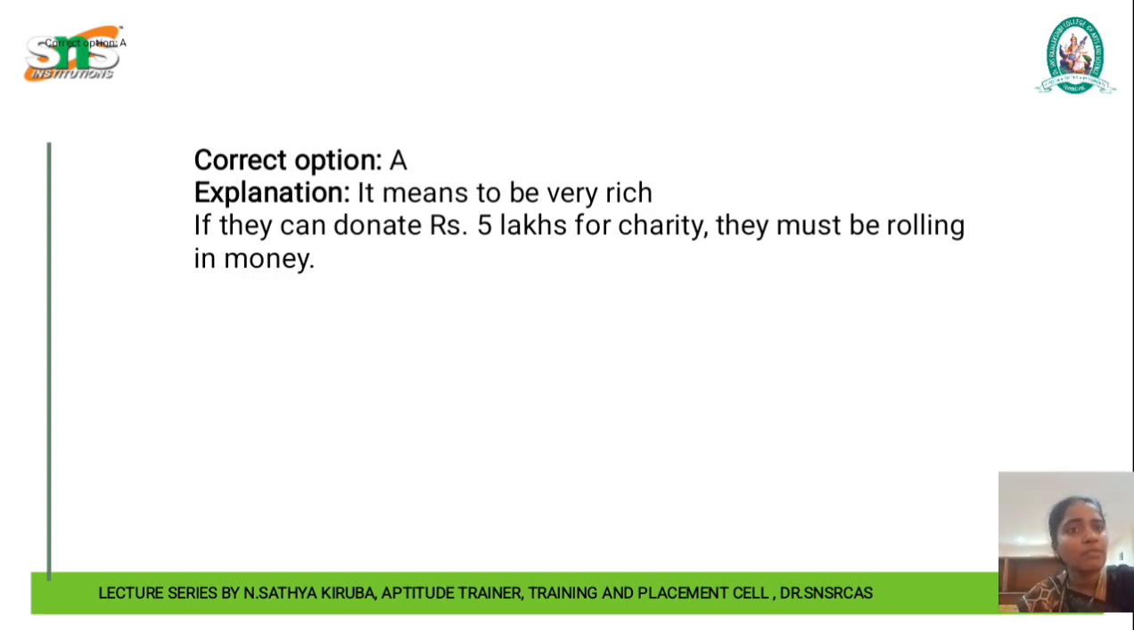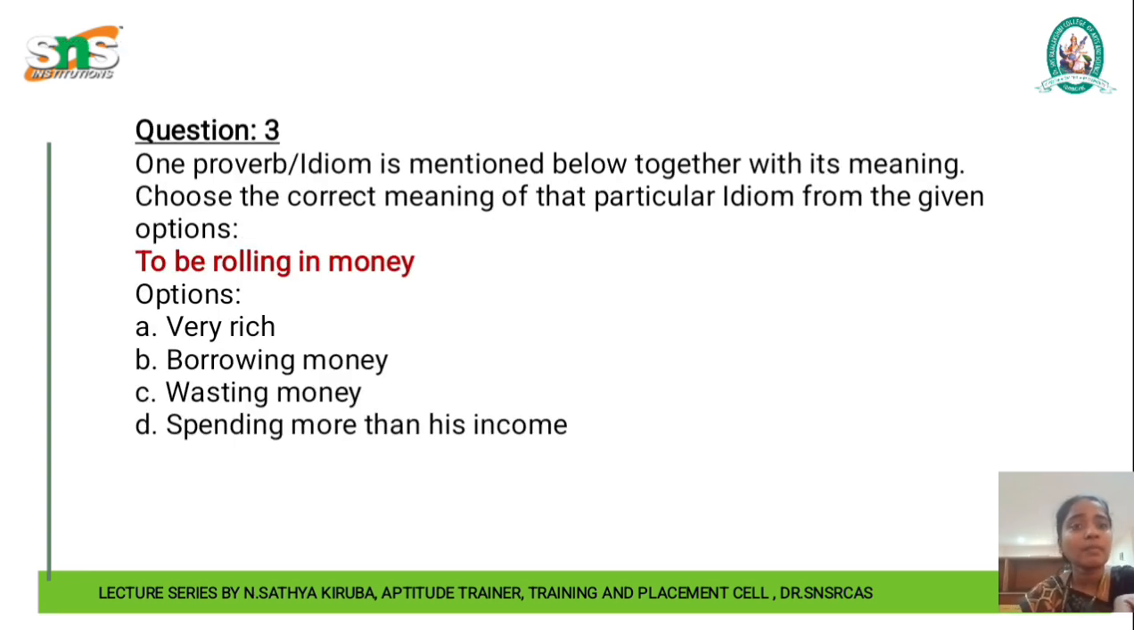If they can donate 5 lakhs for charity, they must be rolling in money. So the other options might not be right. Borrowing money is not being very rich, and wasting money is not the right option. Spending more than his income might not also be the right option.